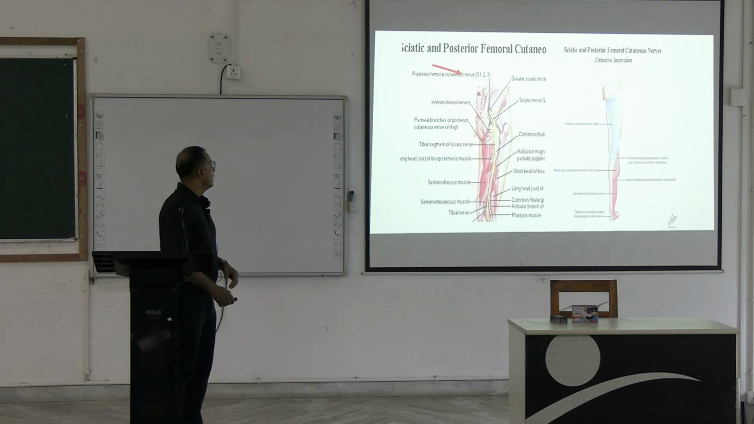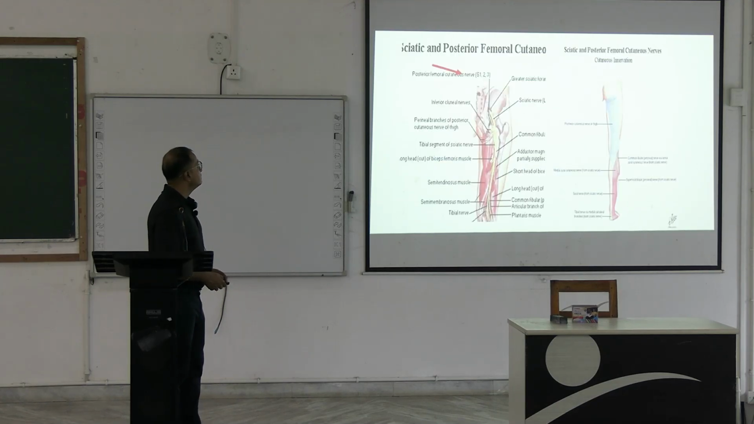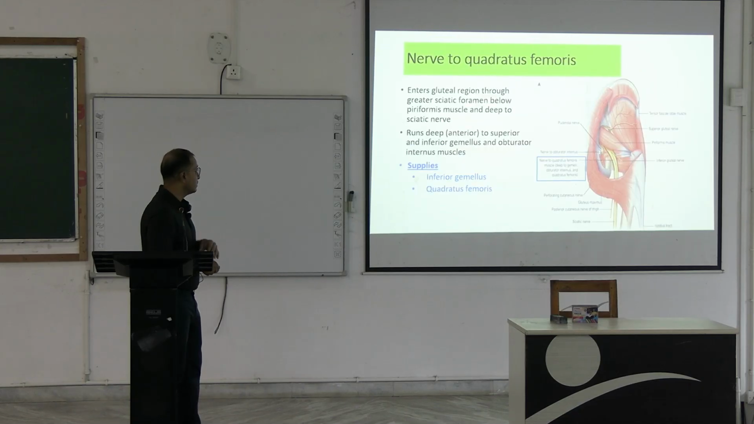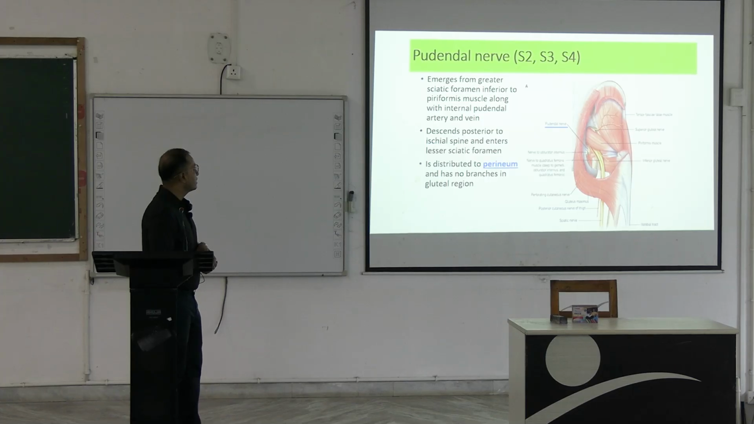So this is what we have to keep in mind regarding these muscles, and the small muscles, gemella superior and inferior, supplied by the obturator nerve. You should know their names, and the action of the gemelli is lateral rotation of the hip joint. Likewise, the nerve to quadratus femoris, which is also a lateral rotator.